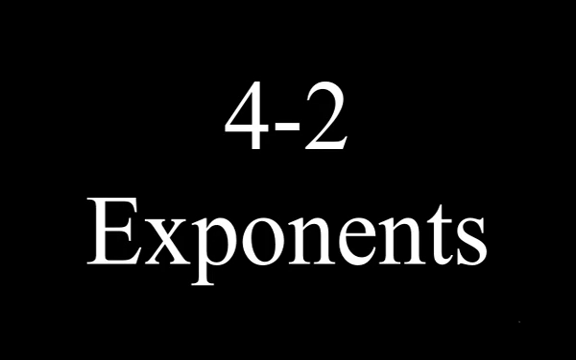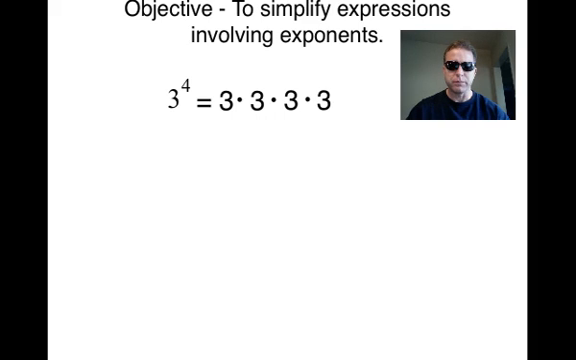4-2, exponents. All right, our objective today is to solve expressions involving exponents. Here we have 3 to the 4th, and what that basically means is 3 times 3 times 3 times 3. Multiply that all out, you get 81.